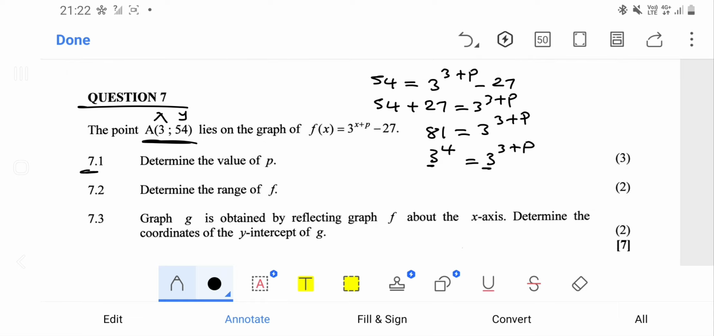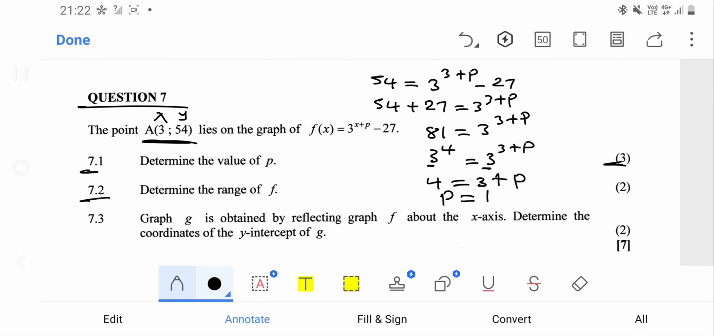So we have the same base on either side of the equal sign. We ignore the bases and then we equate the exponents. So p is equal to 4 minus 3, we get 1. So the value of p is 1.